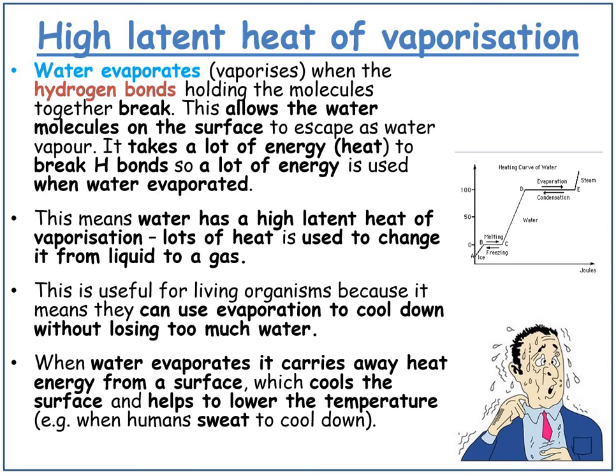Has a high latent heat of vaporization. Water evaporates or vaporizes when the hydrogen bonds holding the molecules together break. This allows the water molecules on the surface to escape as water vapor. It takes a lot of energy or heat to break hydrogen bonds, so a lot of energy is used when water is evaporated. This means water has a high latent heat of vaporization. Lots of heat is used to change it from a liquid to a gas. This is useful for living organisms because it means they can use evaporation to cool down without losing too much water. When water evaporates, it carries away heat energy from a surface, which cools the surface and helps to lower the temperature. For example, when humans sweat to cool down.